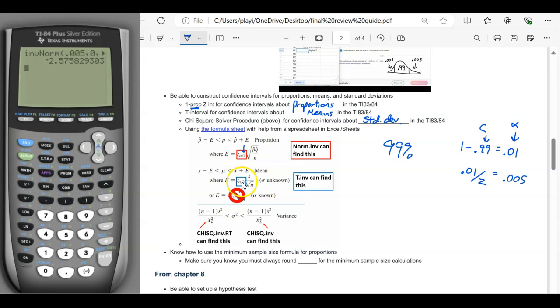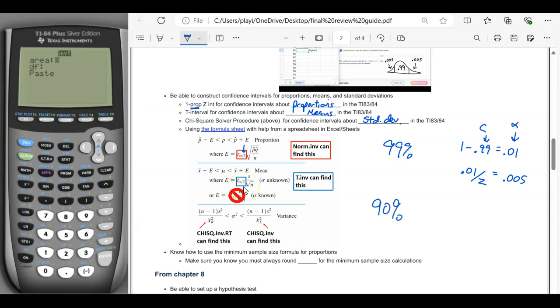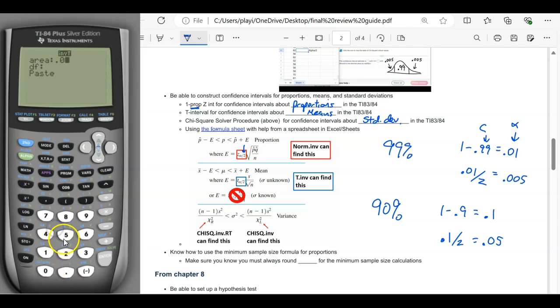All right, same thing for T, there's inverse T. If it was for means and I had 99% confidence, let's just do a different number for the practice. 90% confidence. 1 minus the confidence level is 0.1 this time. I take that alpha, divide it by 2, I get 0.05, and that's what I need to plug in for T. All right, so 0.05. Now we would need to know like a sample size so we could get degrees of freedom. Let's say the sample size was 45. That would mean the degrees of freedom is 44, one less, and then we paste, and then there is our critical number for the T distribution.